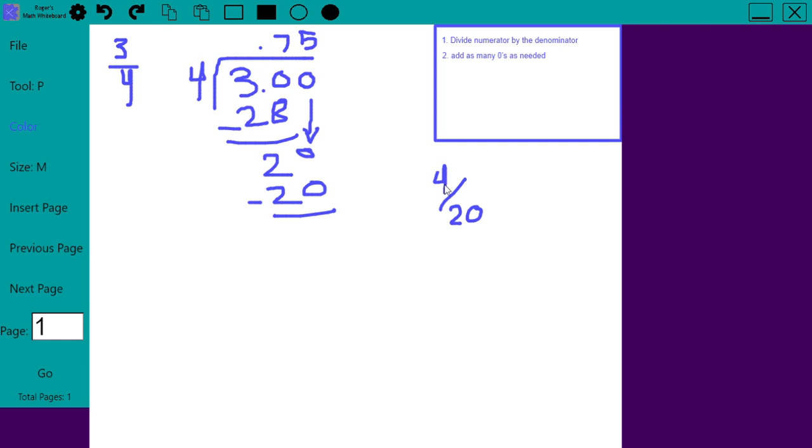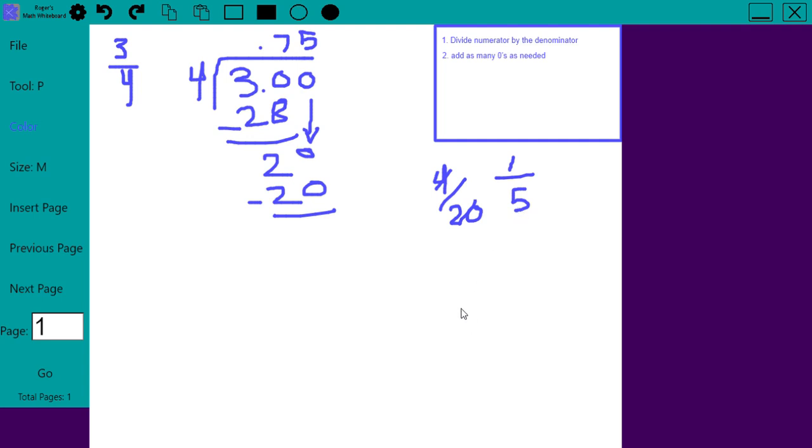So 4 goes into 4 one time, and then 4 goes into 20 5 times. And all I did is simplify the fraction so it's easier to divide. You don't have to do this, but it makes it a lot easier to work with.